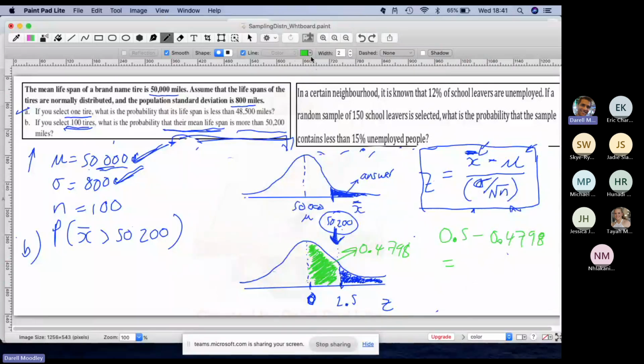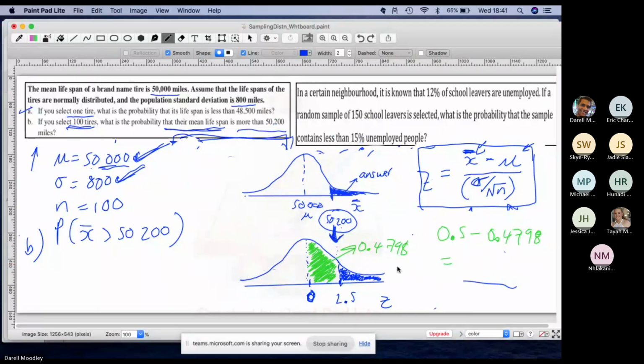Does that make sense? If you work that out, that should give you something like 0.6%. Does that make sense?